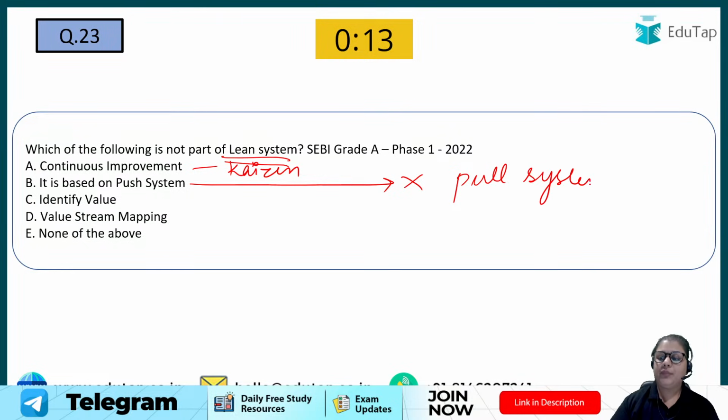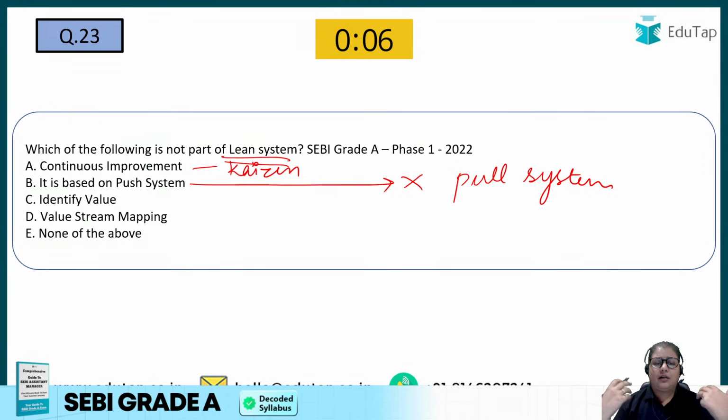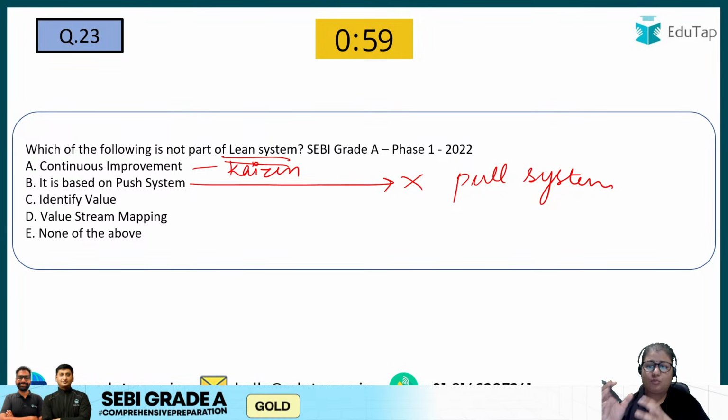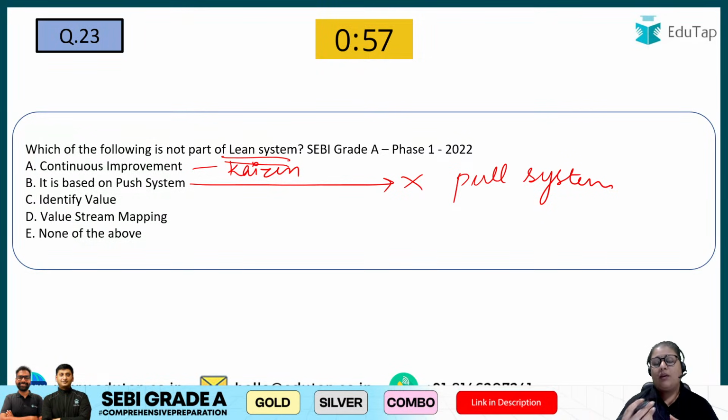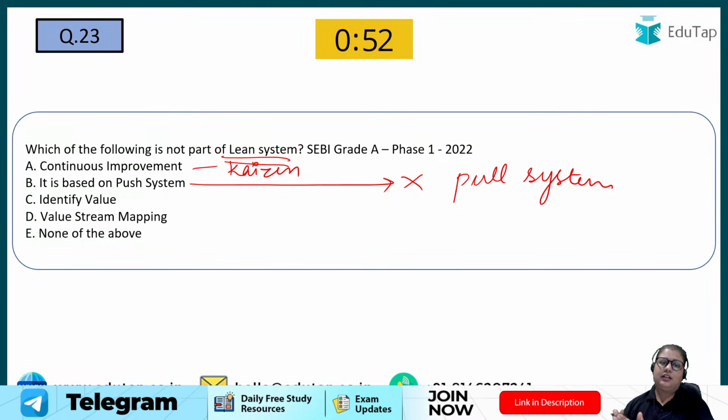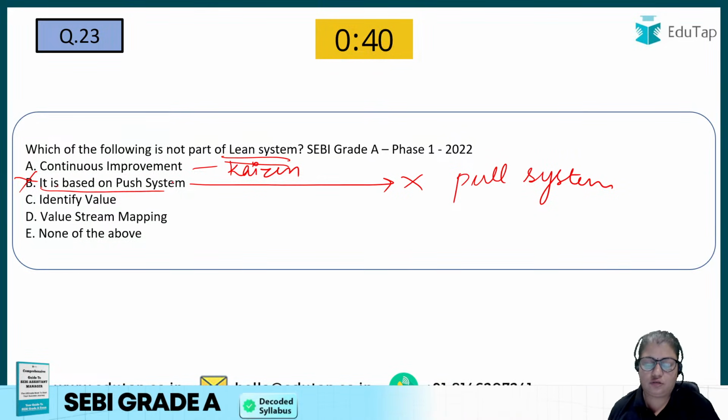Pull system. Why? Because the Japanese say that we don't have to just push and keep producing our output, when we don't know if sales will happen or not. We will not do such things. What we'll do is have a pull system. We will produce only when there is demand. So this is the pull system. Hence this is the wrong statement, that it is based on push system. This is not a part of the lean system.